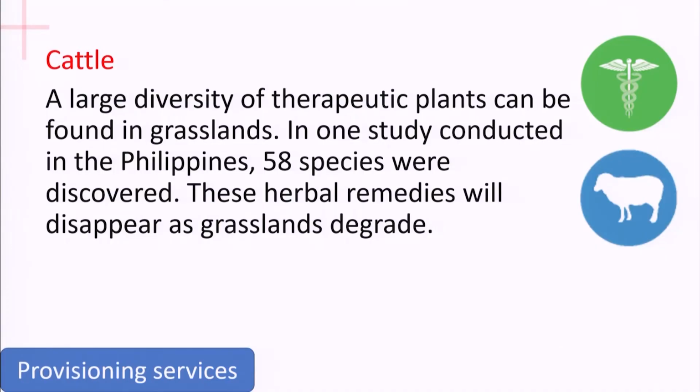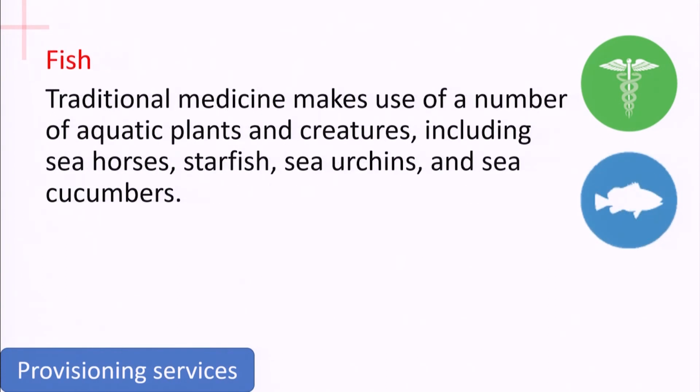A large diversity of therapeutic plants can be found in grasslands. In one study conducted in the Philippines, 58 species were discovered. These herbal remedies will disappear as grasslands degrade. Traditional medicine makes use of a number of aquatic plants and creatures, including seahorses, starfish, sea urchins, and sea cucumbers.